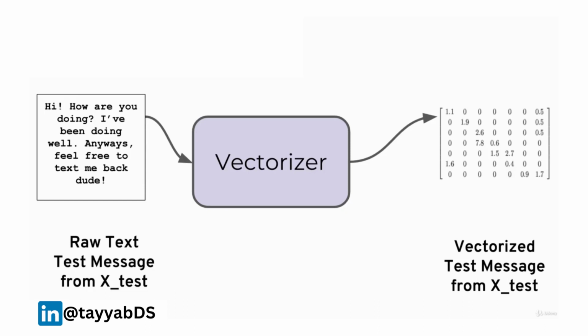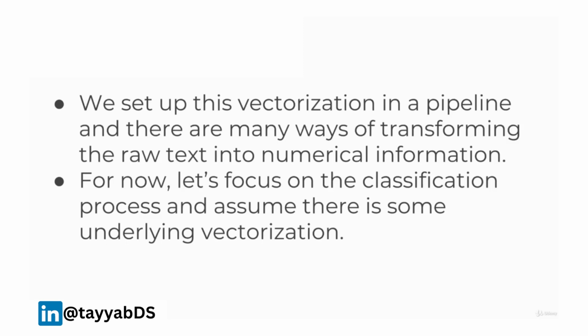But we're going to learn about that in the feature or text feature extraction lecture. But for right now, we can imagine behind the scenes there's some sort of vectorization process taking place. So we set up this vectorization in a pipeline, and again, there are many ways of transforming raw text into numerical information. For right now, since we want to focus on understanding classification metrics, we're just going to assume that there was some underlying vectorization process that took place.